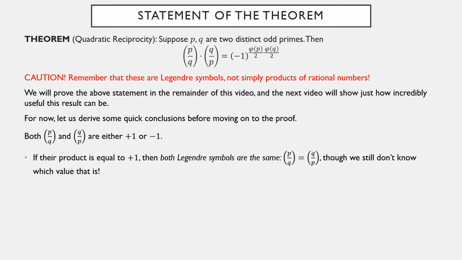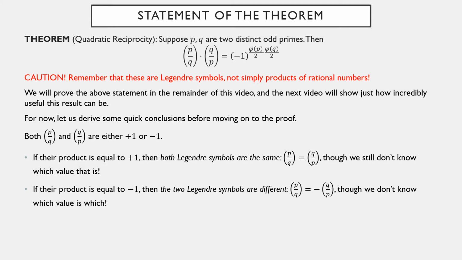Similarly, if the product of the two numbers is 1, they had to have been the same. We don't actually know whether they are both 1 or whether they are both -1. What we conclude is, if the product of the two Legendre symbols is 1, then the two Legendre symbols are equal to each other. Either they're both 1 or they're both -1. We don't quite know yet which one.